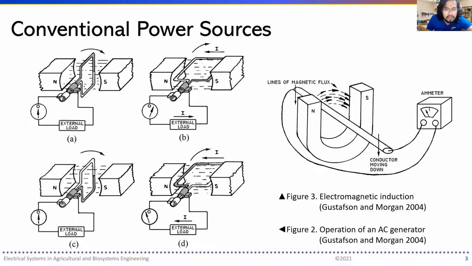Now there are sliding contacts via slip rings. Here are the slip rings and conductive brushes at the ends of the loop, and this completes the loop for the external load. This is, for example, the grid. You can say that this is the grid.